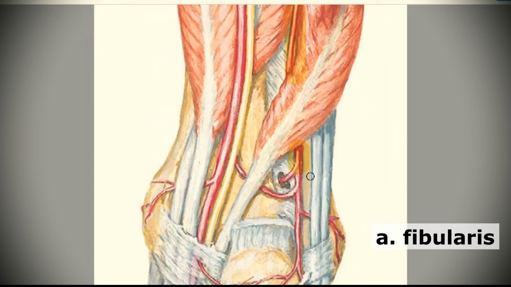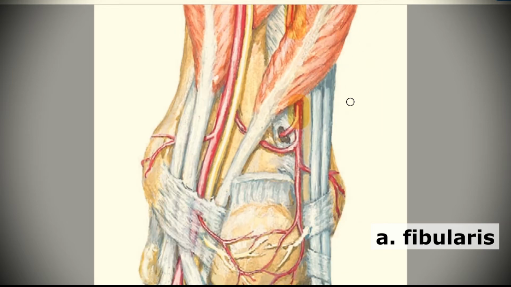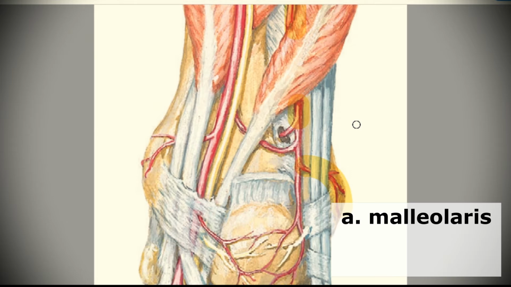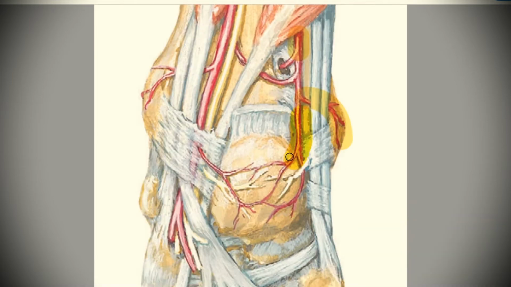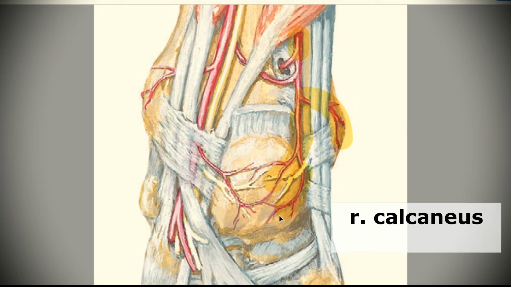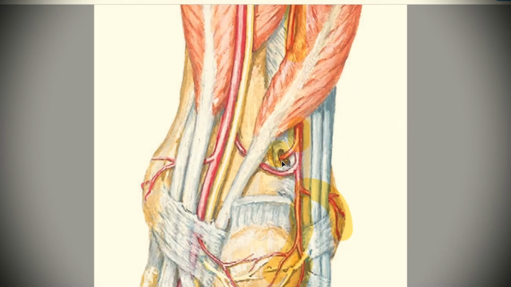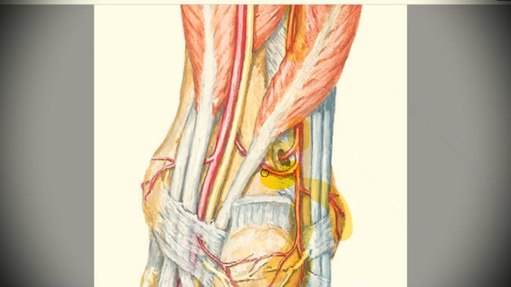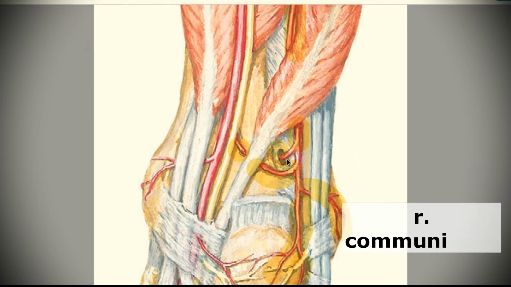On the level of malleolus lateralis, as you can see, it will divide into some branches. The first one is a branch that goes to the lateral malleolus from the back side, and it will be ramus malleolaris lateralis posterior. Another one goes to the calcaneus, and it will be ramus calcaneus lateralis, also lateralis because it came from the lateral side. Another one, as you can see, also penetrates membrana interossea cruris and comes to the anterior side.